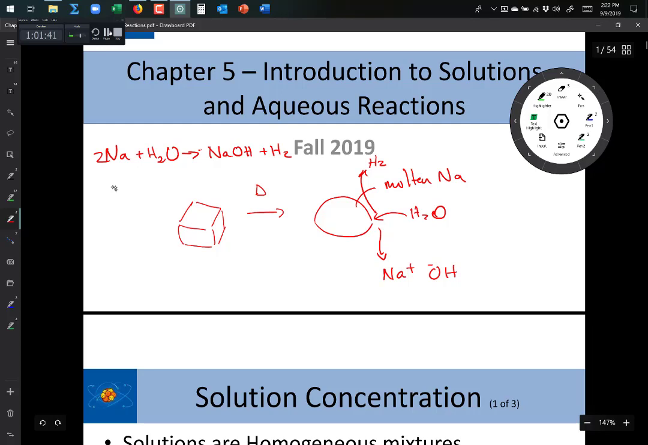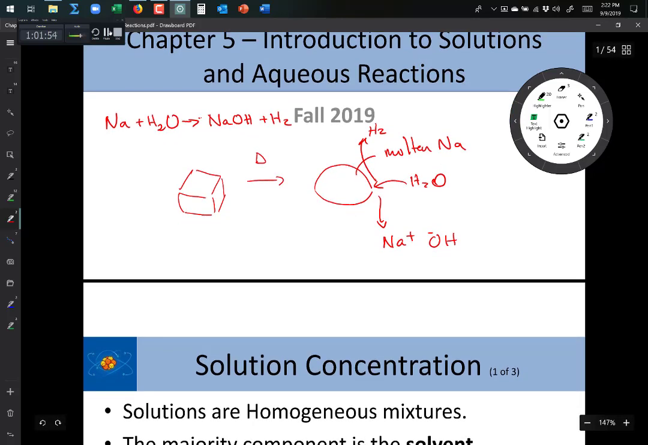Let's see, which way did this balance again? I think that's okay, huh? No. I have three hydrogens on the right. Yeah. This is a weird one to balance. So let me go ahead and do this and this and this. And that's balanced. Okay. So that was the reaction we were looking at.